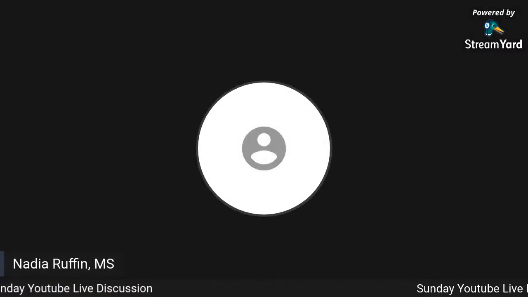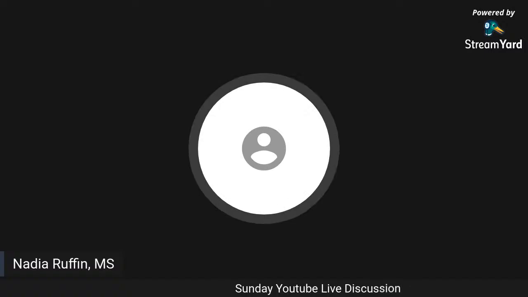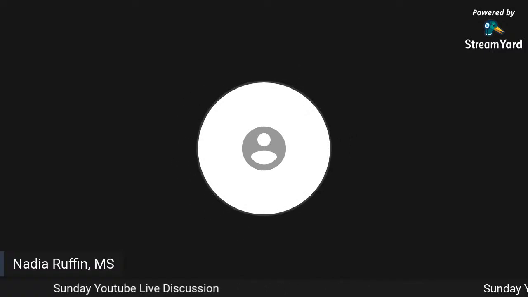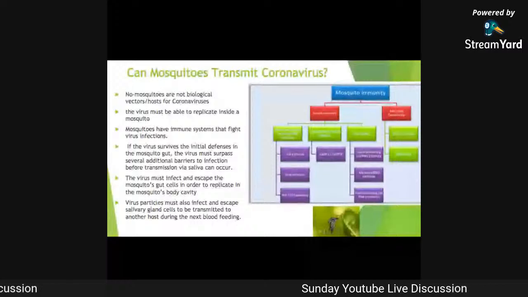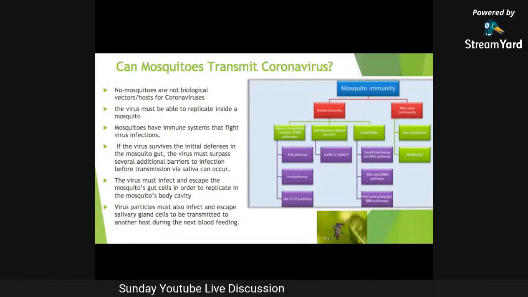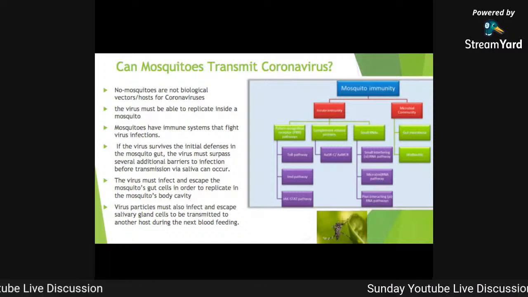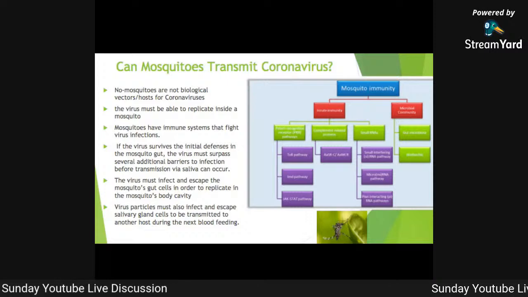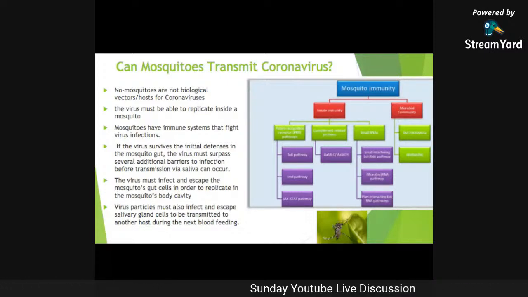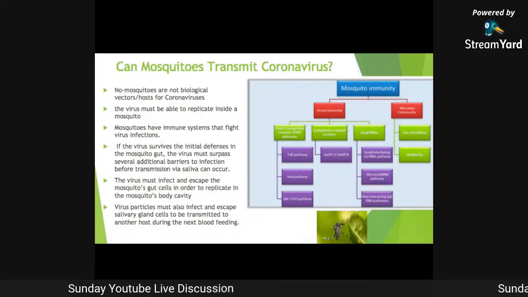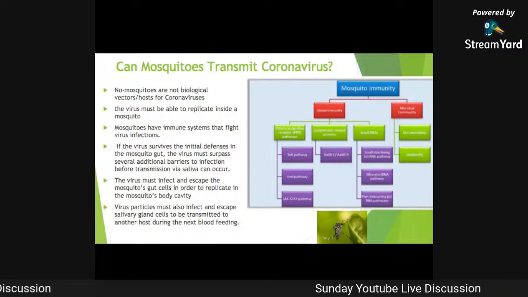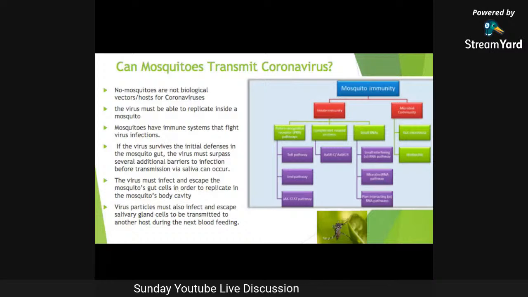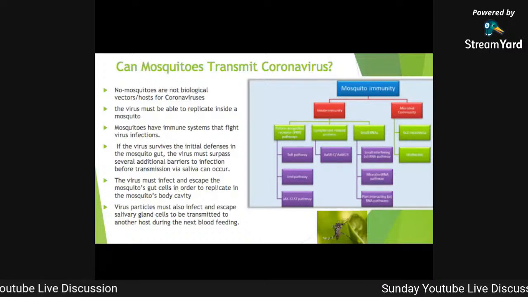All right, so the last thing I wanted to talk about was, can mosquitoes transmit the COVID-19 virus? Can my computer just cooperate? And the answer is no. Mosquitoes cannot transmit this particular virus because they are not biological vectors or hosts for coronaviruses. These viruses are only found in mammals, and the mosquito is not a mammal, and also the virus cannot reproduce inside the mosquitoes or replicate itself inside the mosquito's body.